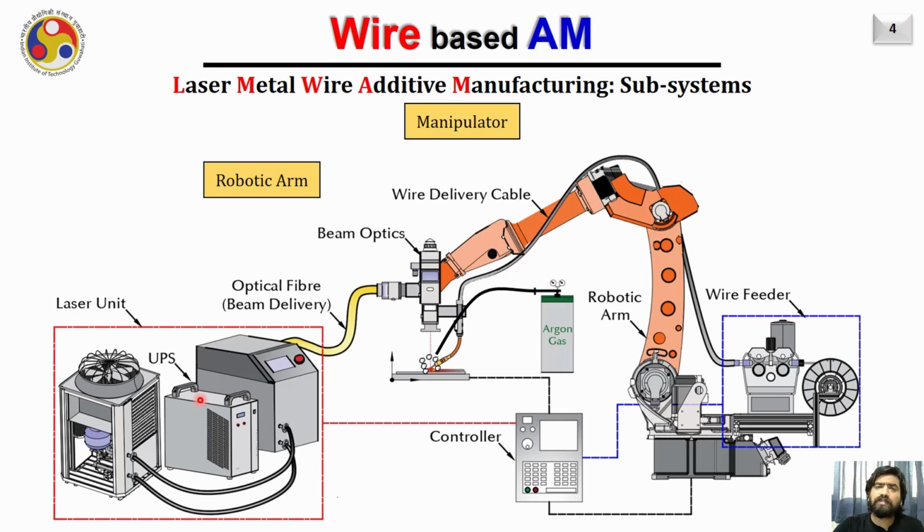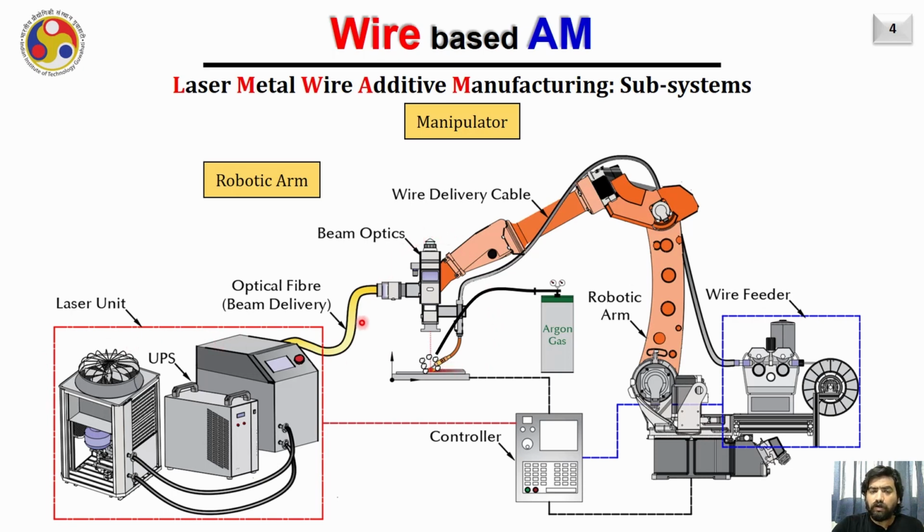The laser unit is typically consisted of a power source where the laser is generated into the cavity and then travels. Typically nowadays a fiber is used in which the laser beam can travel towards the substrate. Also in the laser unit there is a chiller typically used to keep the temperature normal of the cavity where the lasing is happening.